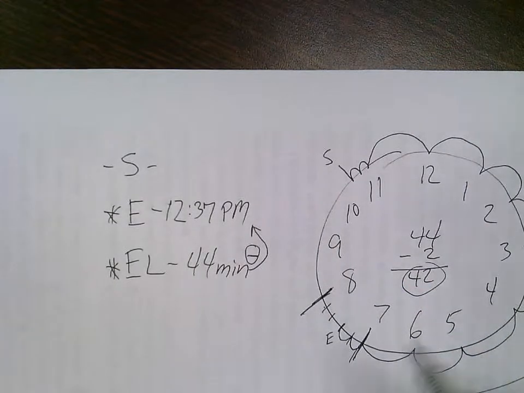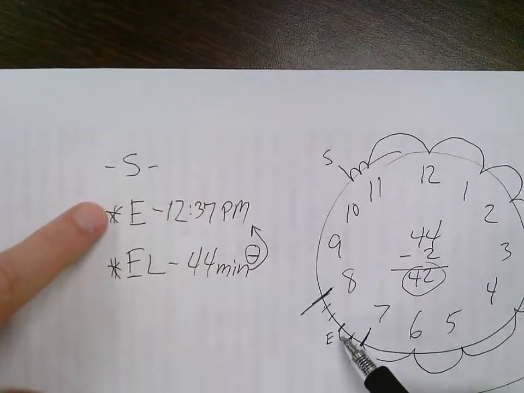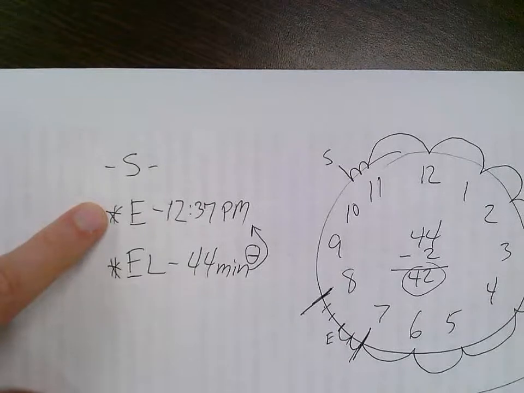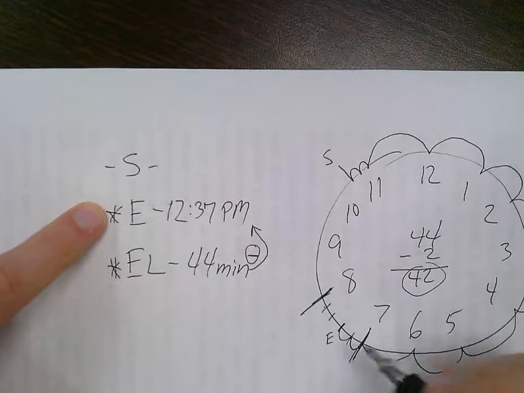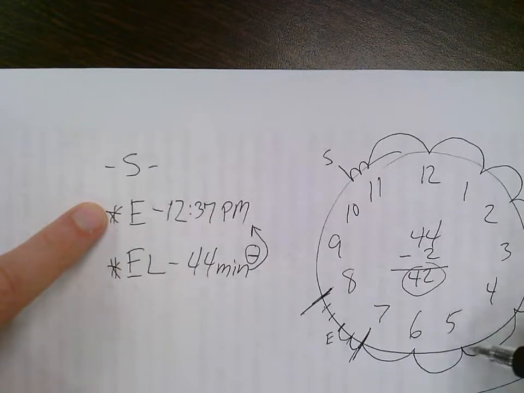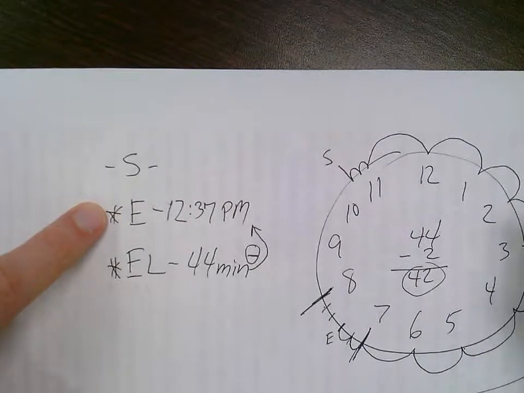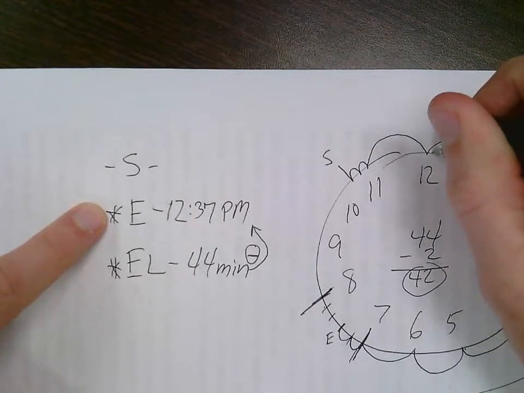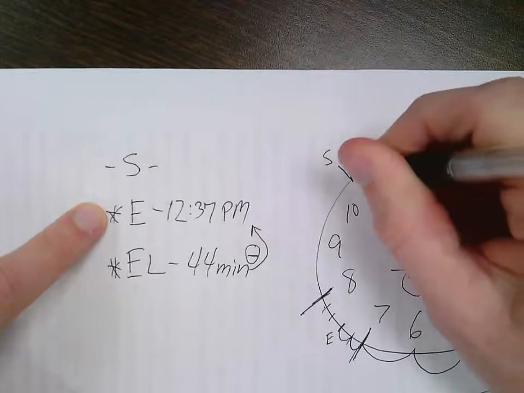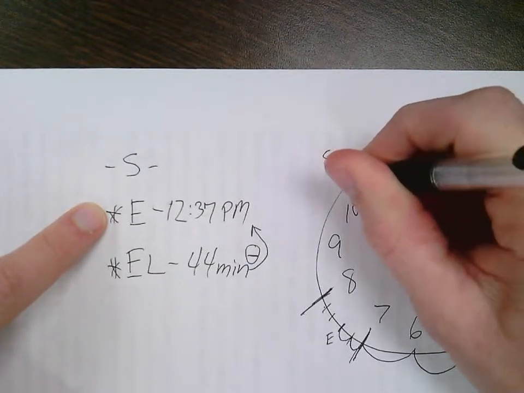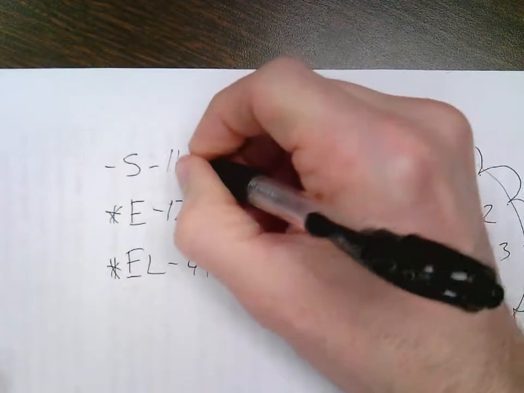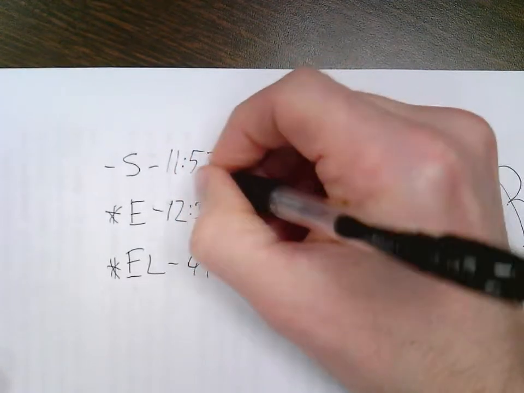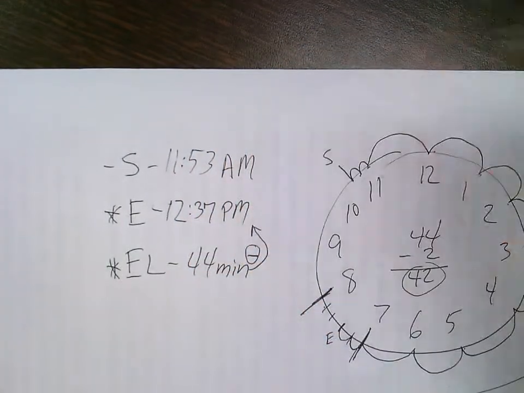So now I go back to my end time and I count on the clock to figure out what my start time was. So 12:37, 12:36, 12:35, 12:30, 12:25, 12:20, 12:15, 12:10, 12:05, 12 o'clock, which is noon, 11:55, 11:54, 11:53. So my start time was 11:53, and it is AM because I crossed noon.